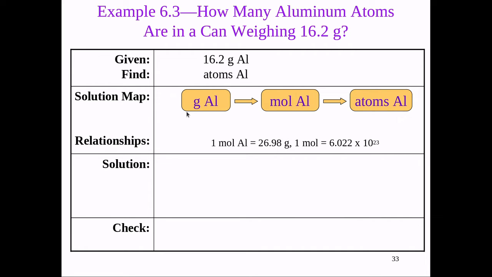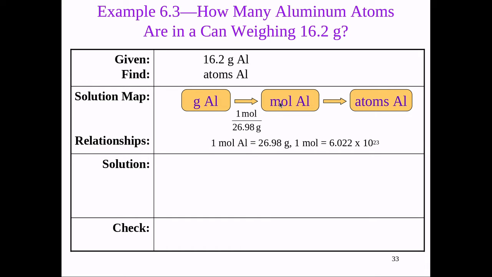So because we have two steps, we need to have two facts that we're going to be working with. We know that for every 1 mole of aluminum, it weighs 26.98 grams. We got this again from our periodic table. This is its atomic mass. And we know that 1 mole is going to equal 6.022 times 10 to the 23rd things, in this case, atoms. From these, we'll have two conversion factors.